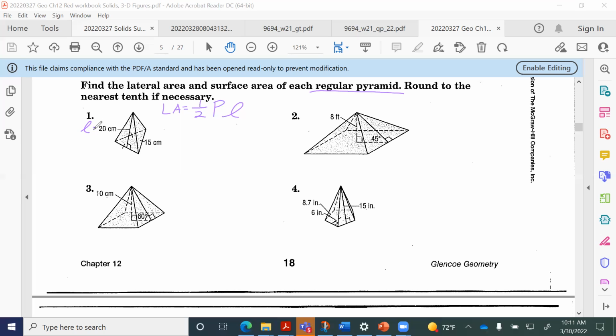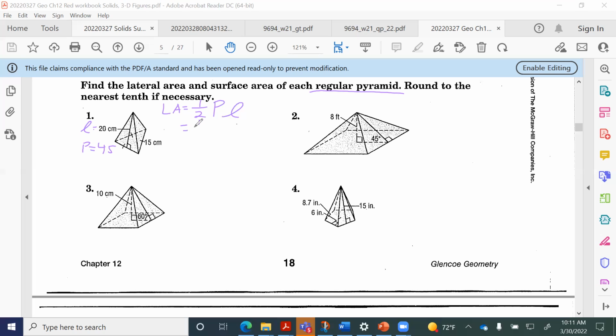The 15, that's not my perimeter of the base, but it's going to help me find the perimeter of the base. What is the perimeter of the base? I got 15 for each side, so that's a total of what if I have 3 times? 45. So I have my slant height, I have my perimeter. That's all I need for this first formula.